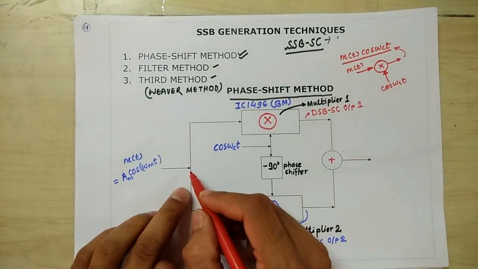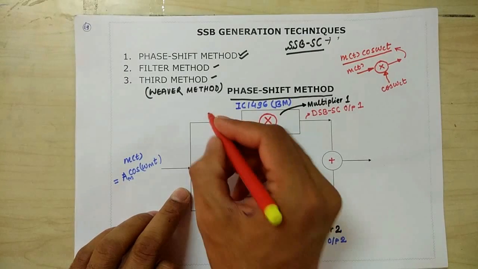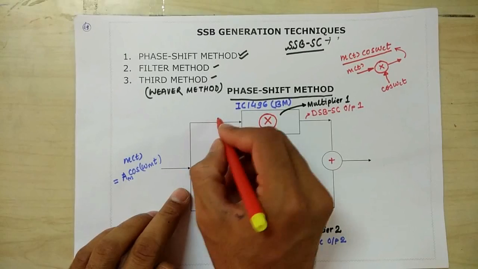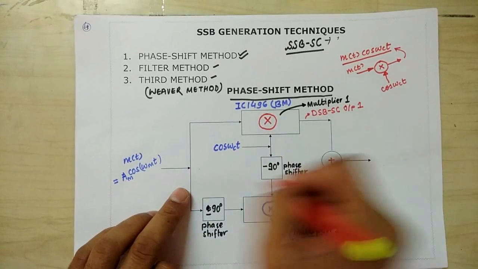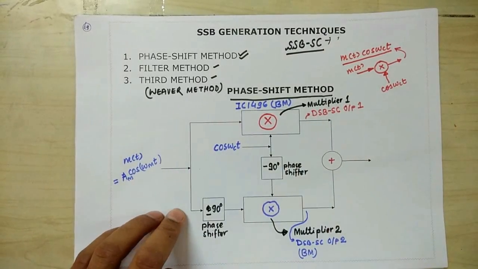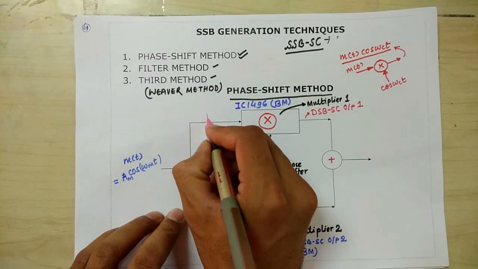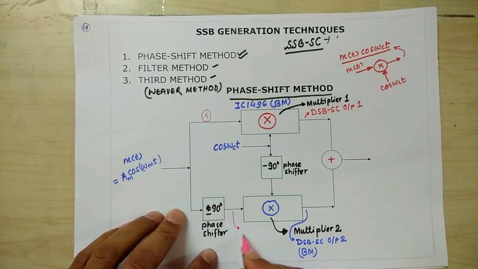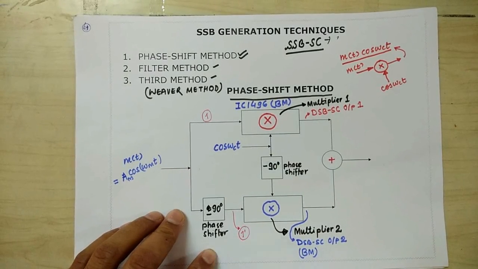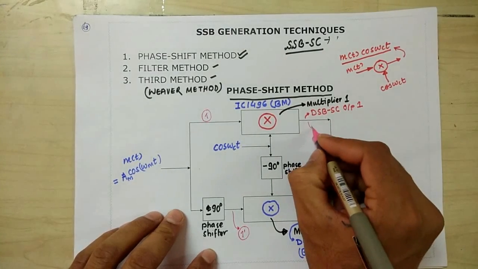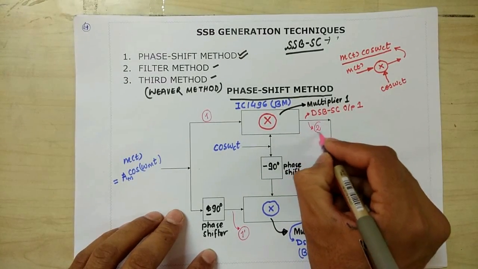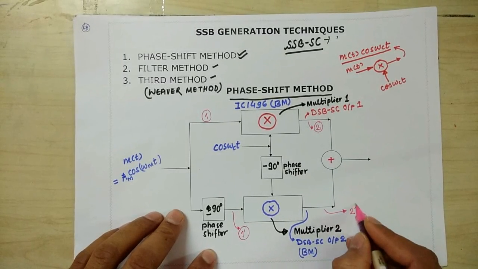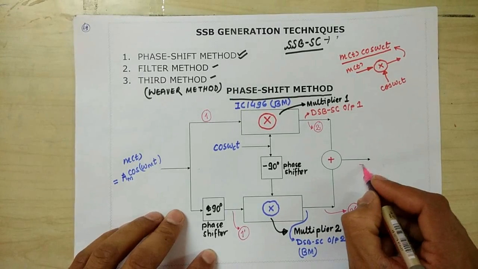So let's see the output at each point of this block diagram one by one. Let's call this point number 1, this point number 1 dash, this point number 2, and let's say this is 2 dash, and this is point number 3.